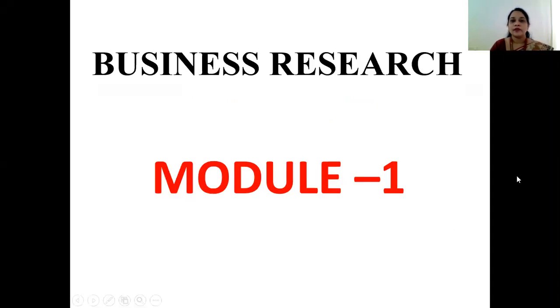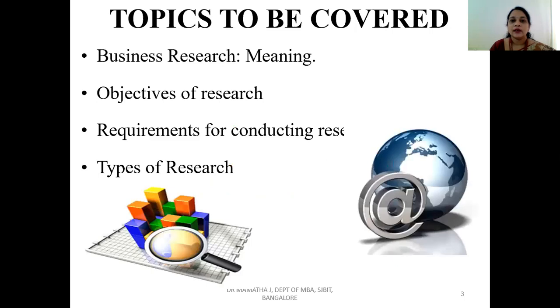So the first unit name says business research. The subject name is research methodology, but the first unit title is business research. As you all know, in any syllabus, the first unit stands for the introduction of the subject. Similarly, in this subject also, the first unit is business research. I'll just tell you about the contents to be covered this week.